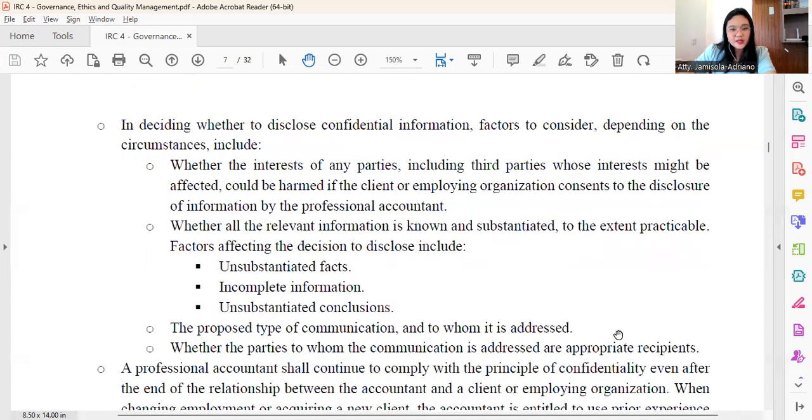In deciding whether to disclose confidential information, factors to consider depending on the circumstances include the following. If you are in a situation in which you want to decide whether you can disclose this particular confidential information or not, here are the factors that you can consider. First, whether the interests of any parties, including third parties whose interest might be affected, could be harmed if the client or employing organization consents to the disclosure of information by the professional accountant. So in short, you have to consider whether there are other persons that could be negatively affected.